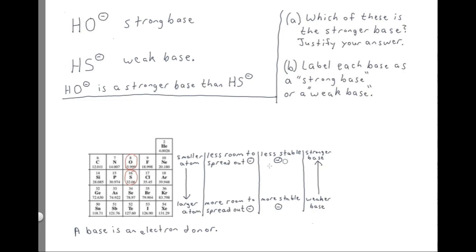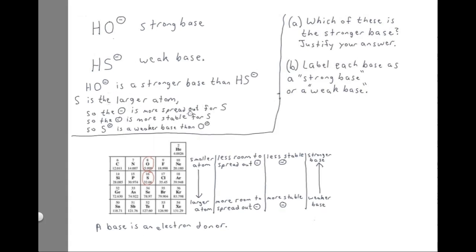The reason for this is that as you move down a column, you encounter larger atoms which have more space to spread out and stabilize their negative charge, which makes them less reactive, less eager to donate their electrons. We can go ahead and complete our answer here. Now we know why the O- is the stronger base than the S-. So here's our justification.